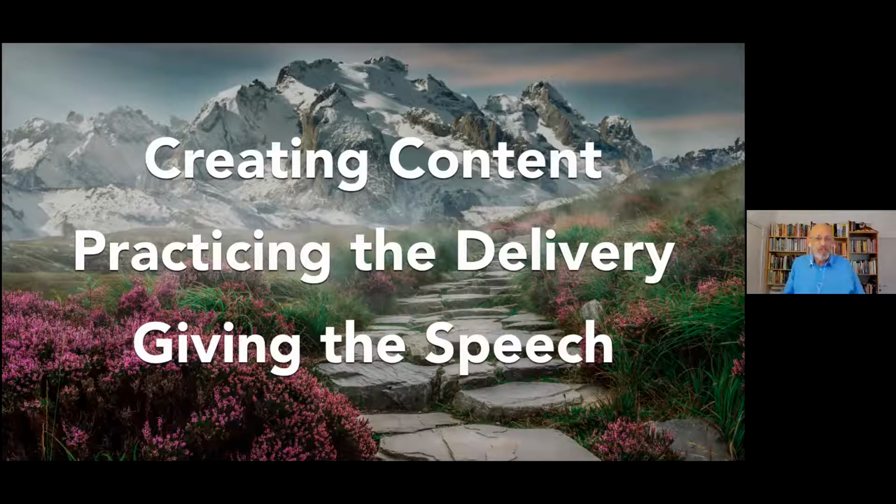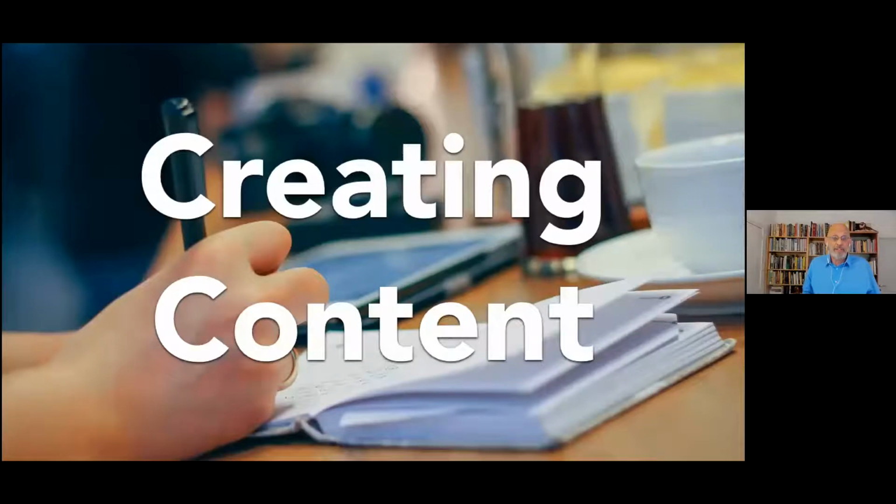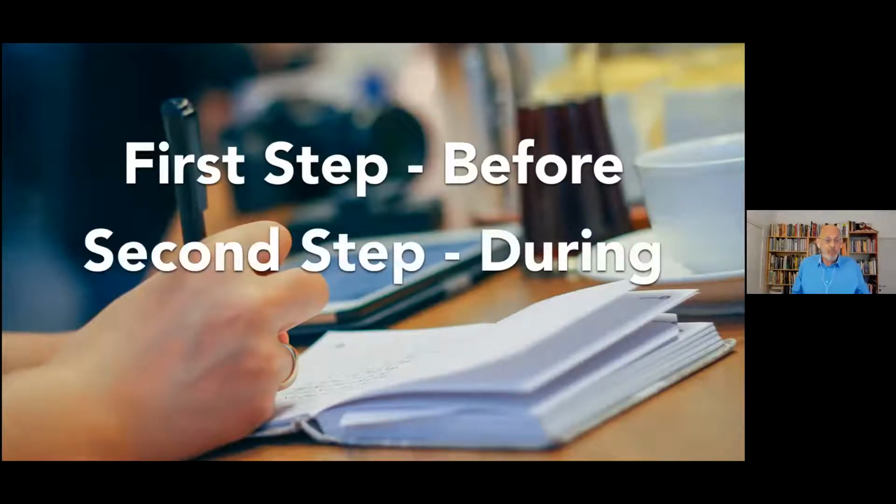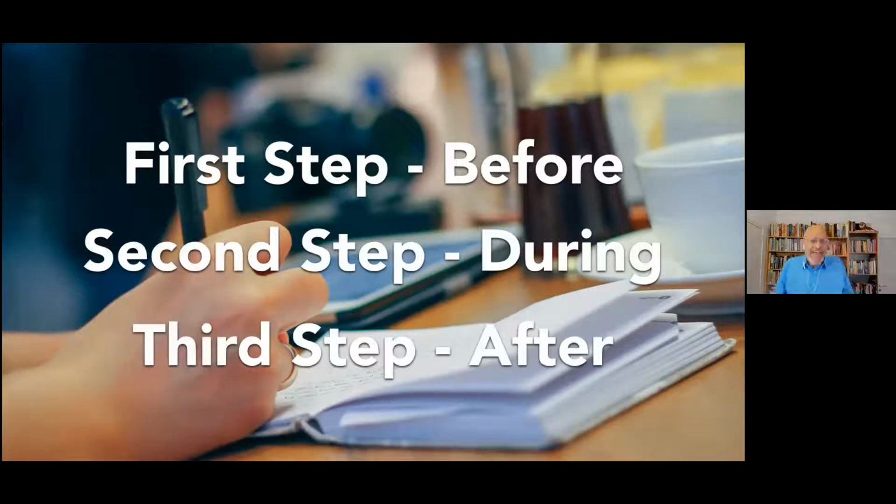There we go. All right, so today we'll continue our look at creating content. We're looking at the process, the system to develop and write speeches. Now remember, there are three steps involved in creating content. In the first step, it's what we do before we start writing to help us to write our speech. The second step is what we do during the writing process to write the speech. And then the third step is what we do after we're done writing to continually improve the speech.